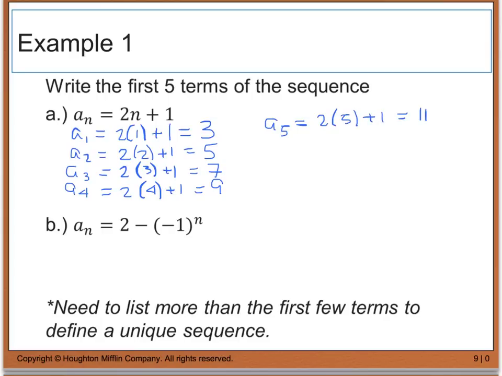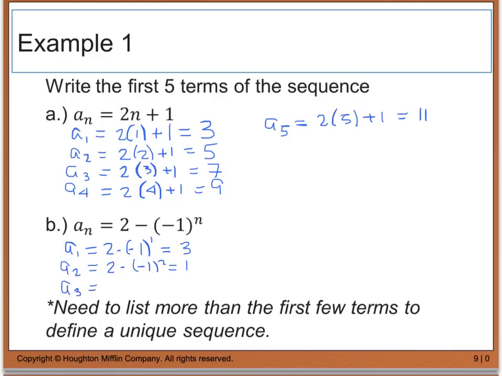For part B, we're going to do the same thing. A sub 1 equals 2 minus a negative 1 raised to the first, which is really 2 minus a negative 1, or 3. A sub 2 equals 2 minus a negative 1 raised to the second. A negative 1 squared is really a positive 1, so I end up with 2 minus 1, or 1.